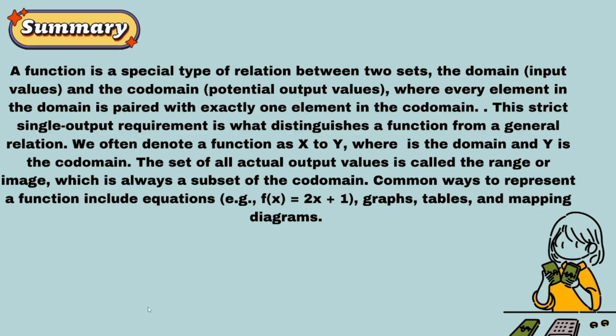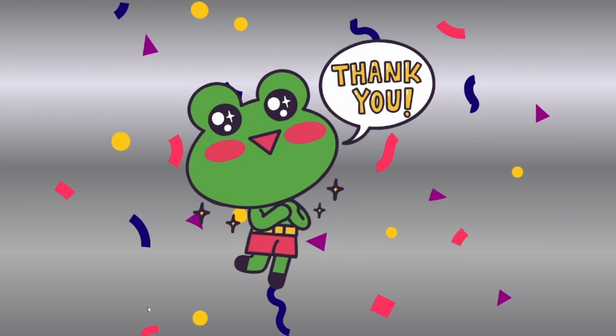A function is a special type of relation between two sets, the domain, the input values, and the codomain, the potential output values, distinguished by the strict requirement that every element in the domain is paired with exactly one element in the codomain. The single output rule is what separates a function from a general relation.